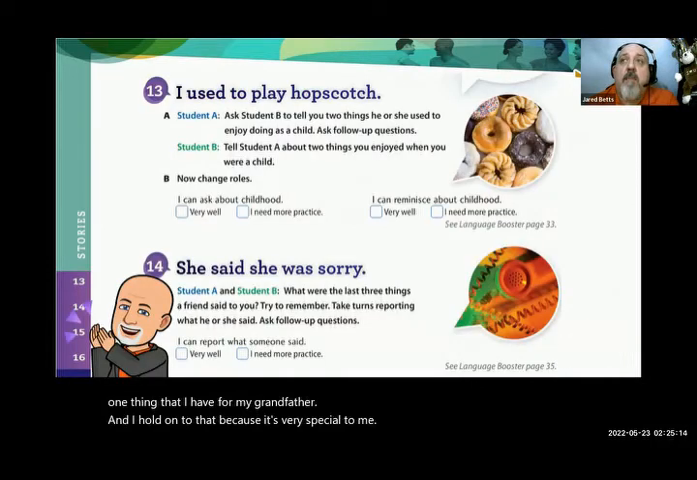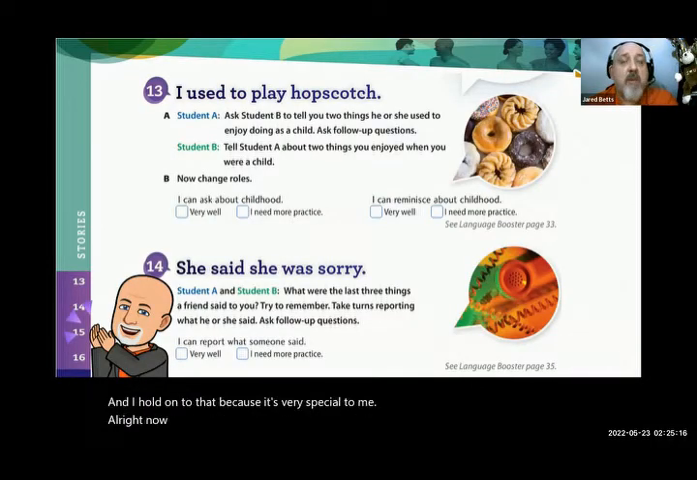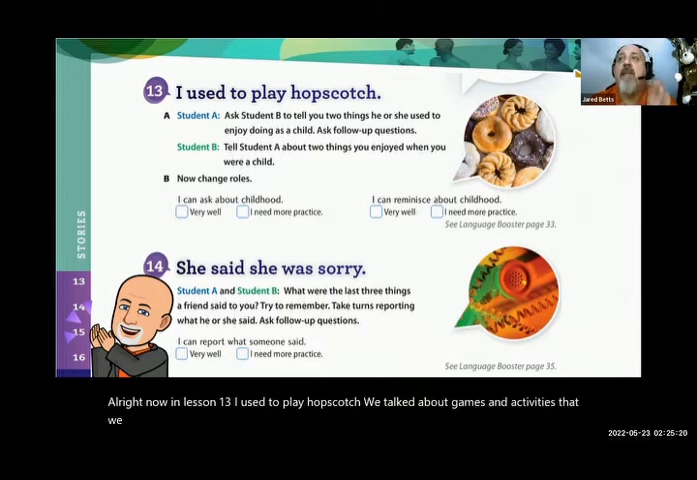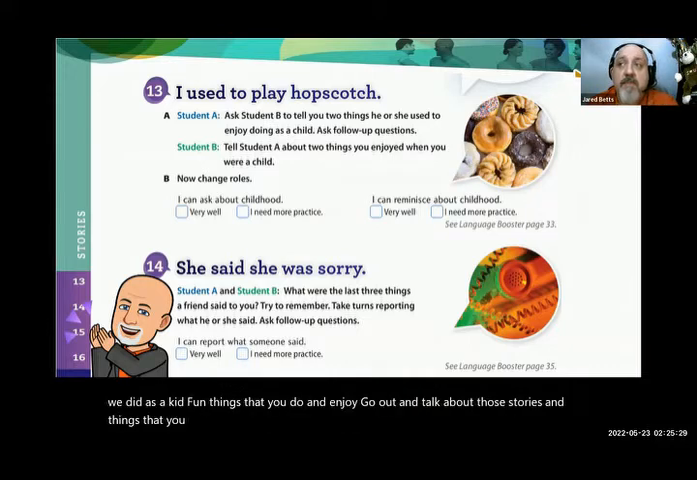All right, now in lesson 13, I used to play hopscotch. We talked about games and activities that we did as a kid, fun things that you do and enjoy. Go out and talk about those stories and things that you enjoyed doing.